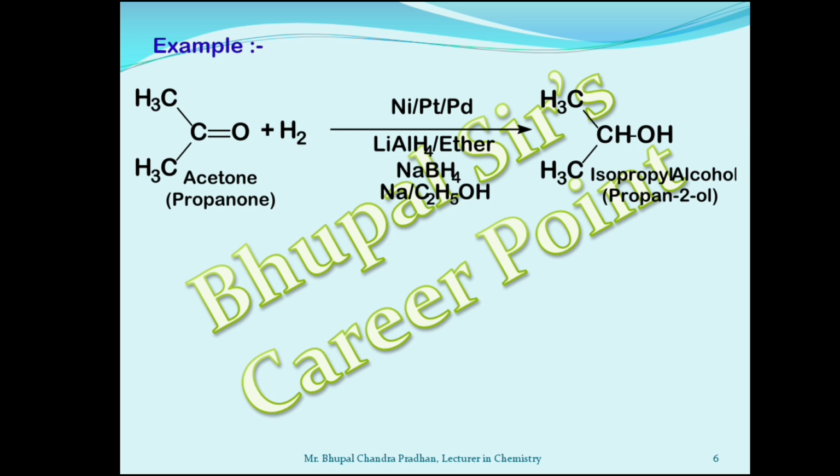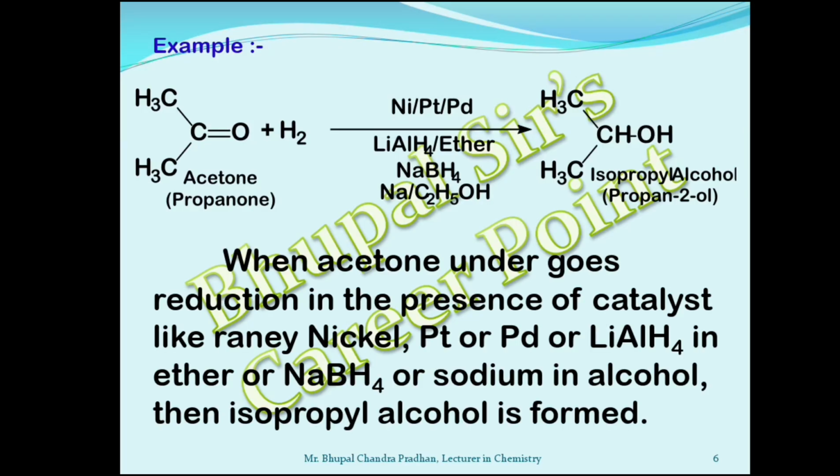For example, let us take CH3 in place of R. Then the given ketone will be acetone or propan-2-one, or simply propanone, which undergoes reduction in the presence of catalyst like Raney nickel, platinum or palladium, or sodium borohydride, or sodium in alcohol, or lithium aluminum hydride in ether. Then it will give us isopropyl alcohol or propan-2-ol. In the statement we have to write down: when acetone undergoes reduction in the presence of catalyst like Raney nickel, platinum or palladium, or lithium aluminum hydride in ether, or sodium borohydride, or sodium in alcohol, then isopropyl alcohol or propan-2-ol is formed.